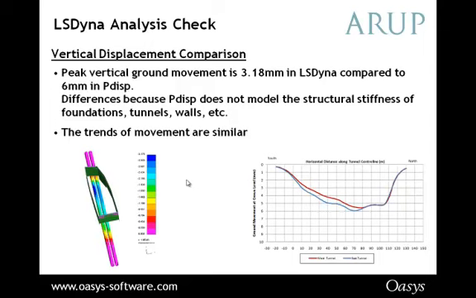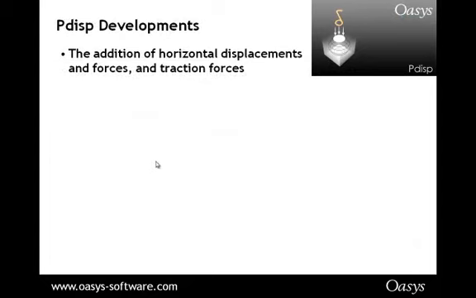But it's interesting to note that 3.18 and 6 millimeters are coming close, and also that the trends of movement are similar. Where the peak displacement occurs in Pdisp, the peak displacement occurs in LS-DYNA. Where displacement starts to ramp up, it's the same in LS-DYNA. So again, this is a very good verification of Pdisp and its methodology. I'll go on to the Pdisp developments. Recently, Pdisp has been developed to consider horizontal displacements and forces and traction forces.